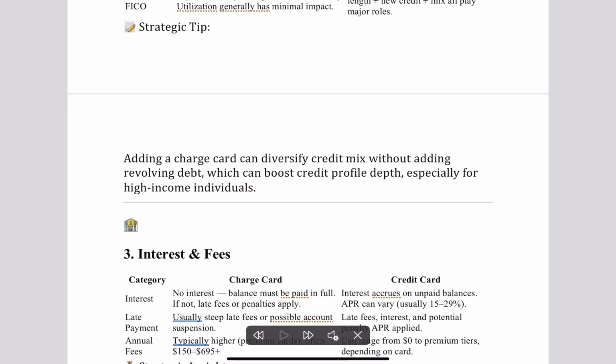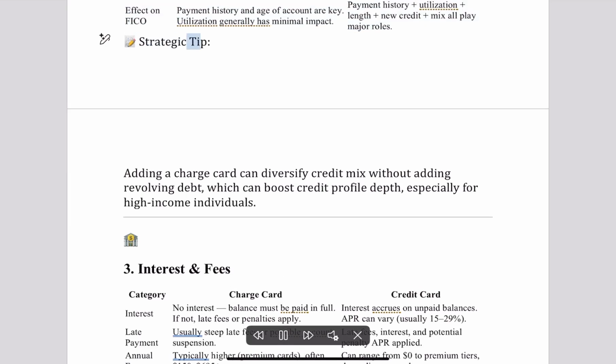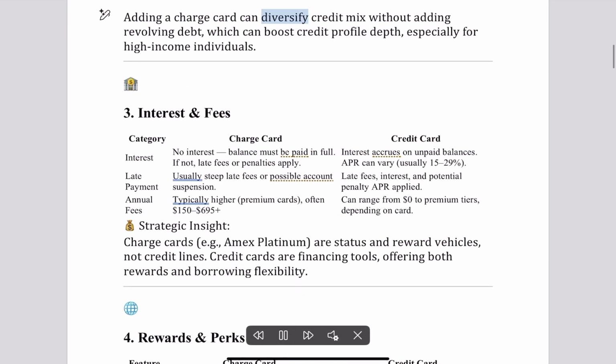Let's continue. Strategic tip. Adding a charge card can diversify credit mix without adding revolving debt, which can boost credit profile depth, especially for high-income individuals.